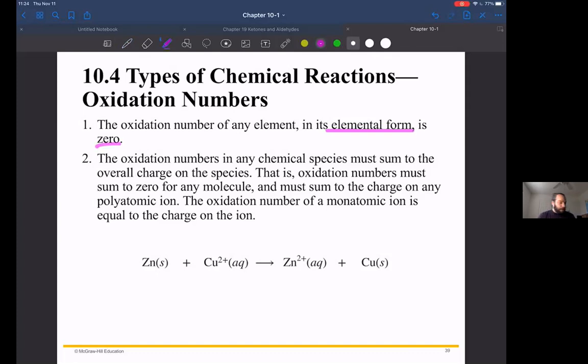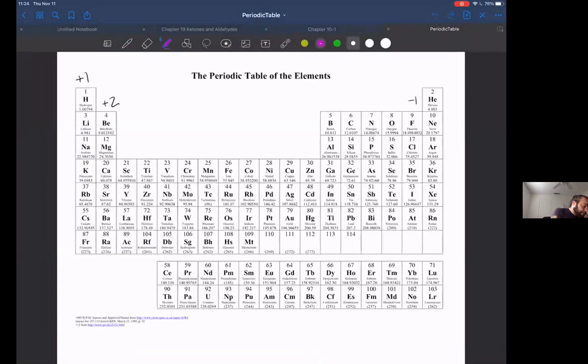So what do I mean by its elemental form? If you look up on a periodic table and you pick any element, let's just pick a random element here, aluminum. Its elemental form is what you would find it all by itself. So in this case, it would be aluminum solid, right? Aluminum metal is the elemental form of aluminum.